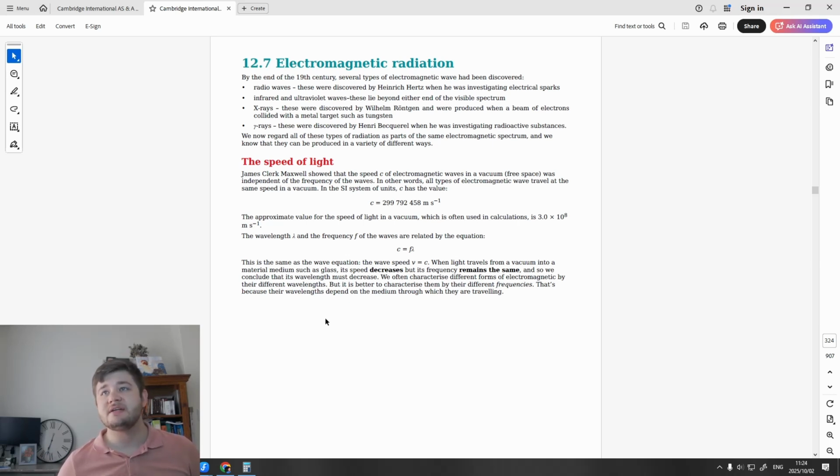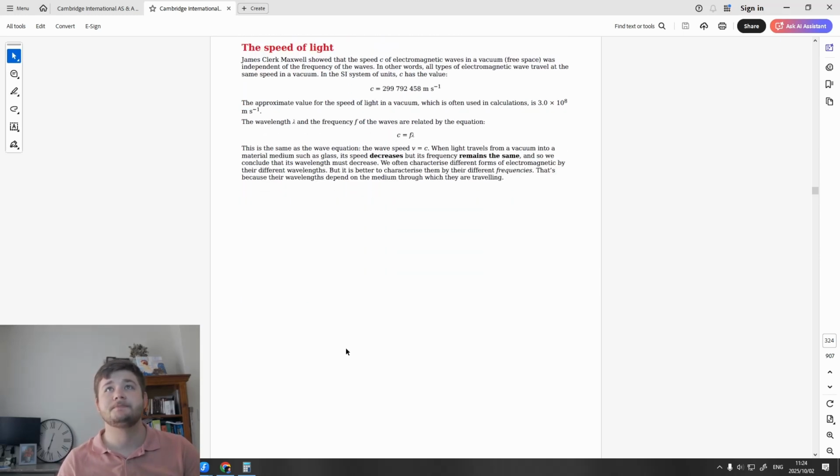Again, we characterize different forms of the electromagnetic spectrum by its different wavelengths. However, it's better to do that by their frequencies. And this is just due to the fact that the wavelength will depend on the medium, as was stated earlier, and that is why we use frequency, because frequency will always be the same. Blue light will be 400 nanometers, whether that be in air, light, water, same thing. The wavelength, however, will change.